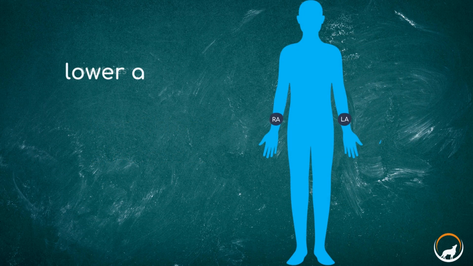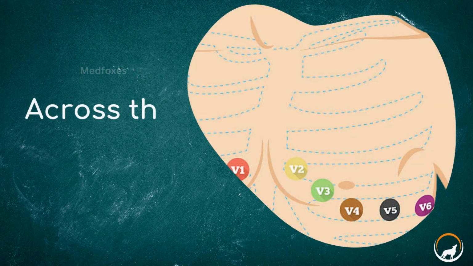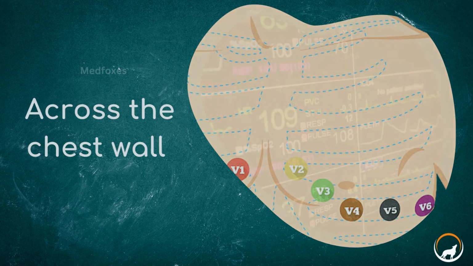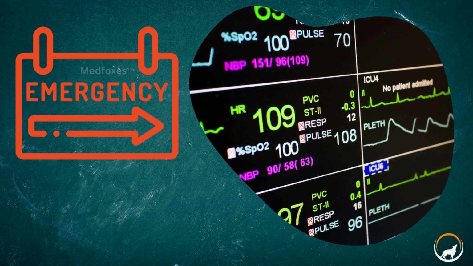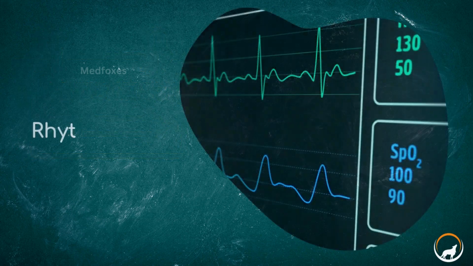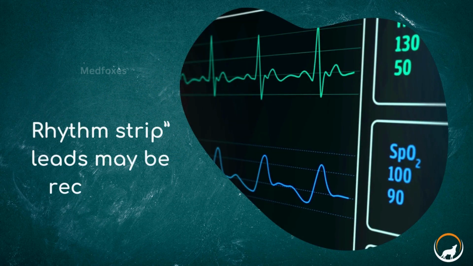For the standard ECG recording, electrodes are placed on the lower arms, lower legs, and across the chest wall, also called the precordium. In settings such as emergency departments, cardiac and intensive care units, and ambulatory monitoring, only one or two rhythm strip leads may be recorded.